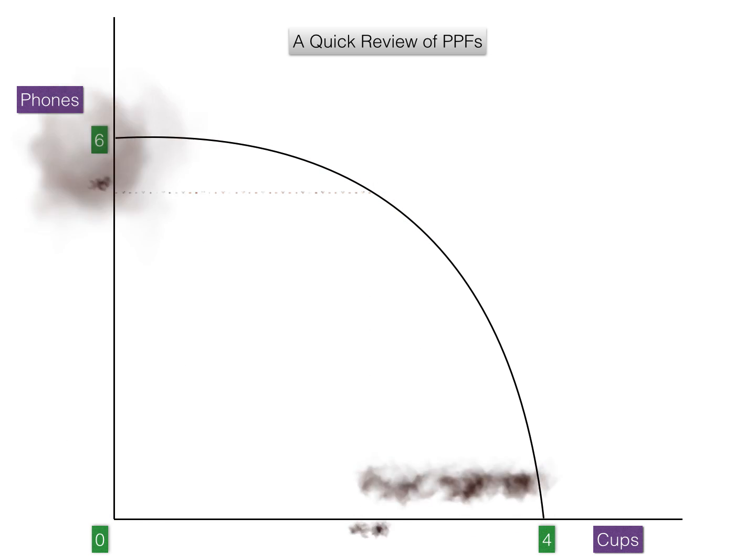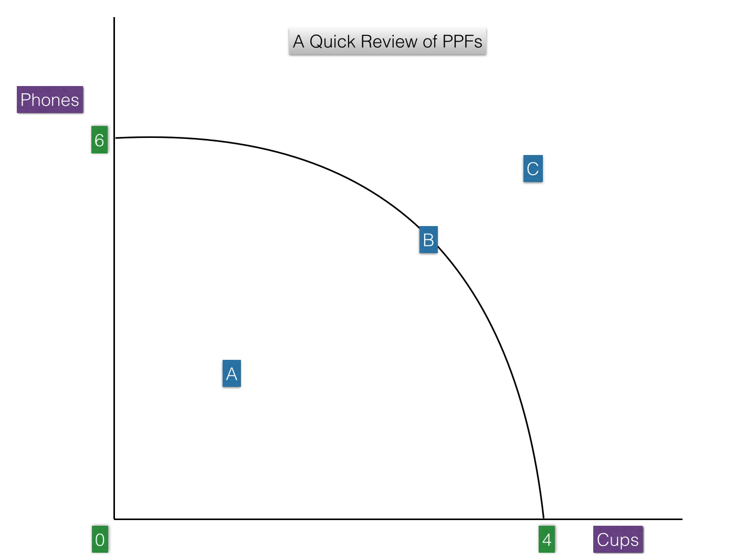But also, we've seen that point A means that we're not using all of our resources fully. Point B means we are using all of our resources fully. And we can't actually achieve point C yet. That output level is too high for the current factors of production.